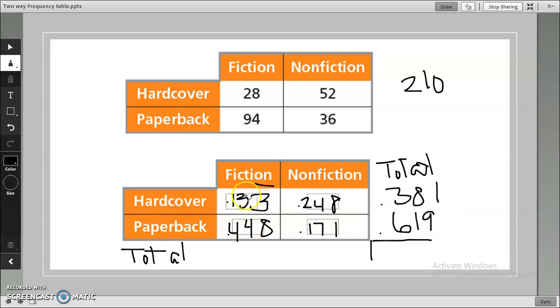0.619. Then going this way, so 0.133 plus 0.448 gives me 0.581. 0.248 plus 0.171 gives me 0.419. Then we add those. So 0.581 plus 0.419 is 1. And then 0.381 plus 0.619 gives me 1. So I did that correctly.